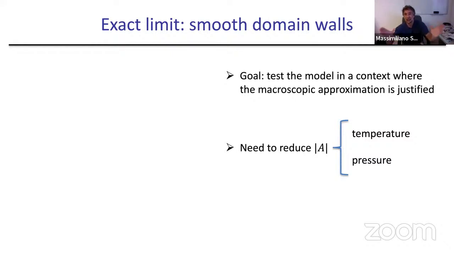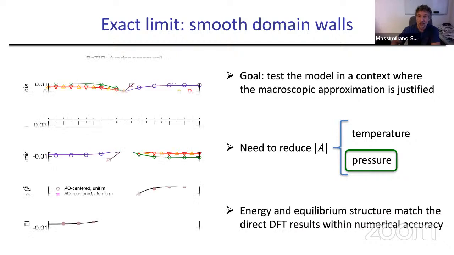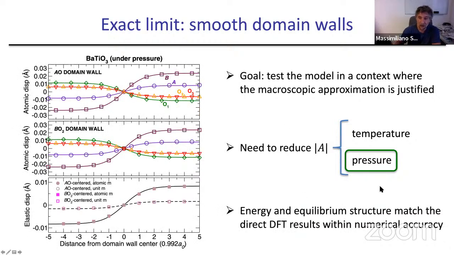So to get thicker walls, we need to reduce the A parameter, the strength of the instability, which is usually done either by controlling temperature or pressure. We used pressure and strain just because it is much easier to do in a first principles calculation. And this is what we get for the energy and equilibrium structure. So in all cases, we get an agreement that is essentially of the order of the numerical accuracy of our calculations, which is a stringent test of the correctness of our model.